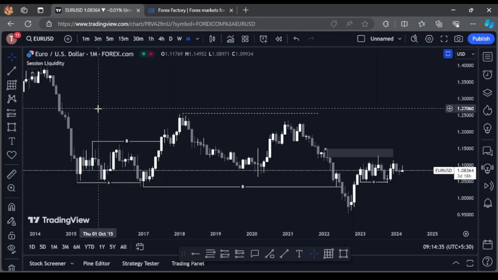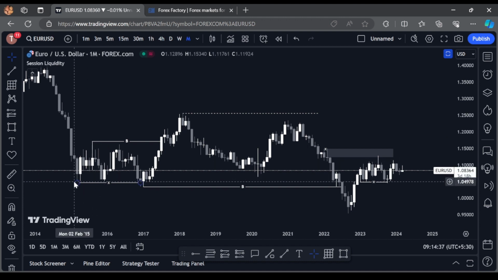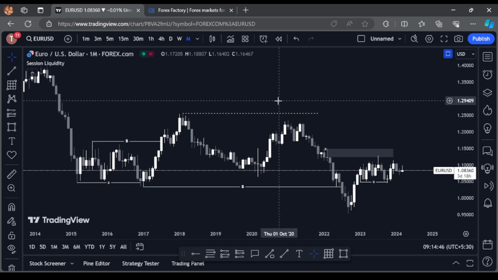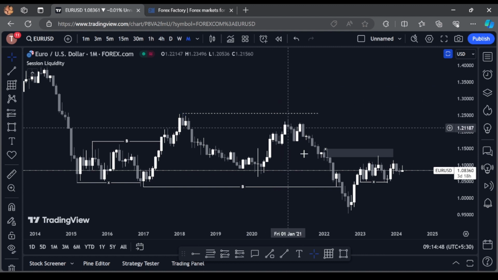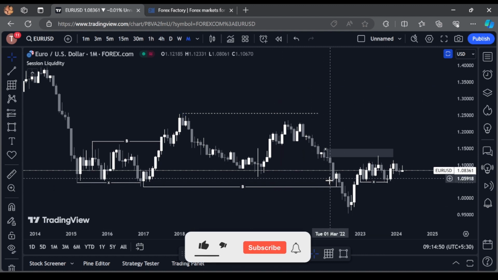This is the monthly chart of Euro USD and the price was having equal lows. The price swept these equal lows and broke this high. This gave us a strong low. The price reacted from this strong low but couldn't break this high. Rather, we broke below the strong low right here.